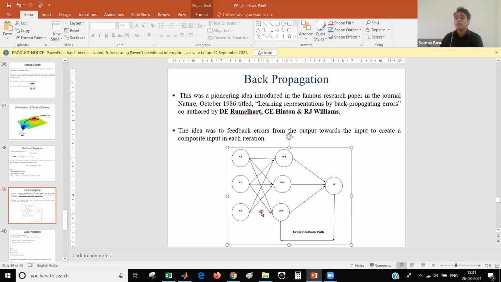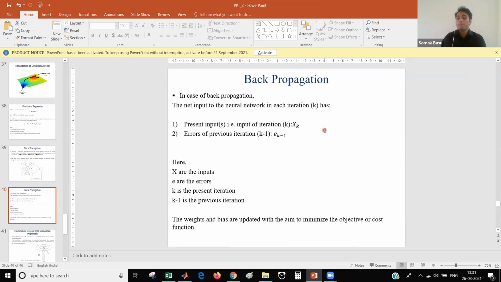So Rumelhart, Hinton, and Williams, for example, Geoffrey Hinton won the Turing Award in 2018 for deep learning. Great scientist. So this is the concept of backpropagation. Basically, in backpropagation, I'll cover this in more detail in the next lecture. Don't worry about it.